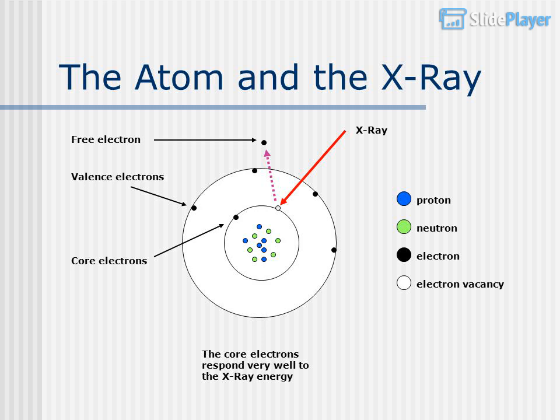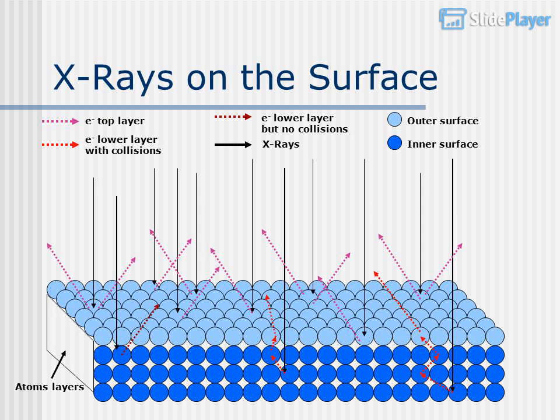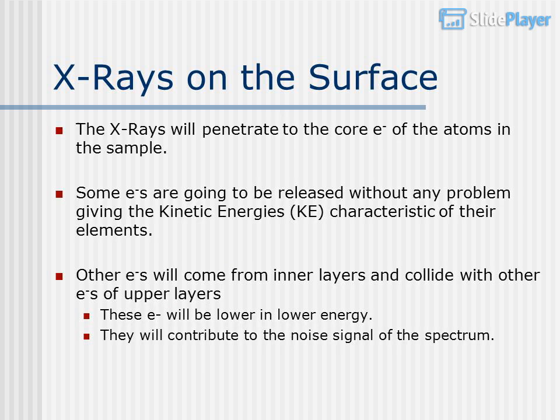The atom and the X-ray. Free electron, valence electrons, proton, neutron, electron, electron vacancy, core electrons. The core electrons respond very well to the X-ray energy. X-rays on the surface atom layers: top layer, lower layer, with collisions, but no collisions. X-rays, outer surface, inner surface. X-rays on the surface will penetrate to the core electrons of the atoms in the sample.